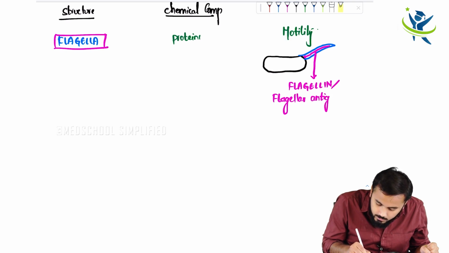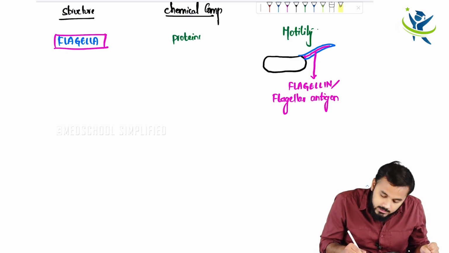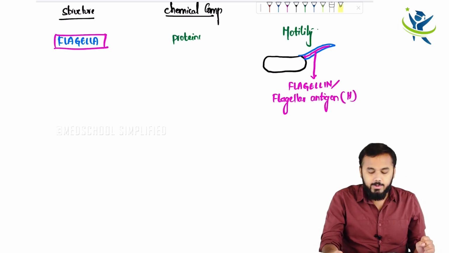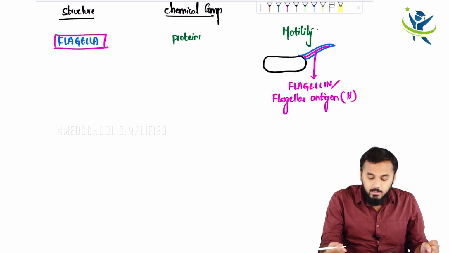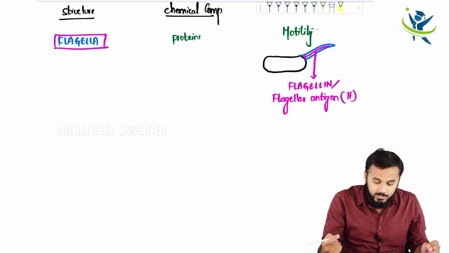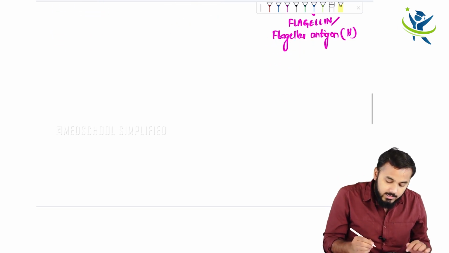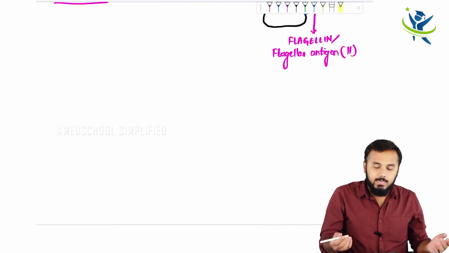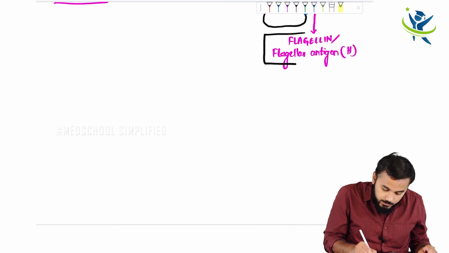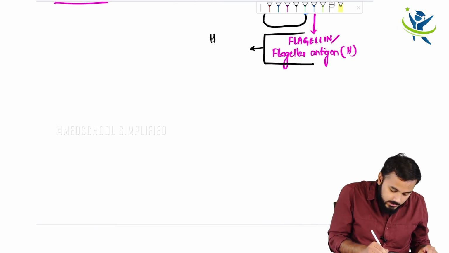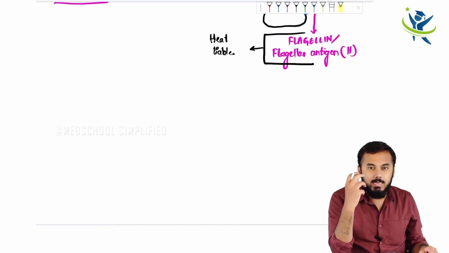Flagellar antigen, also called H antigen, right? This protein is called flagellin, or flagellar antigen, or H antigen. What is the specialty about this? The specialty about this is that it is heat labile.